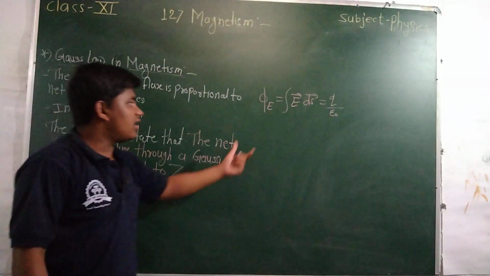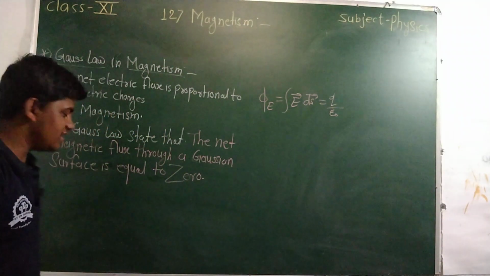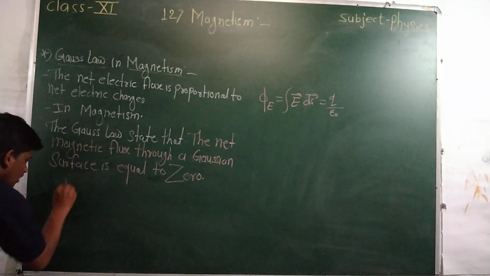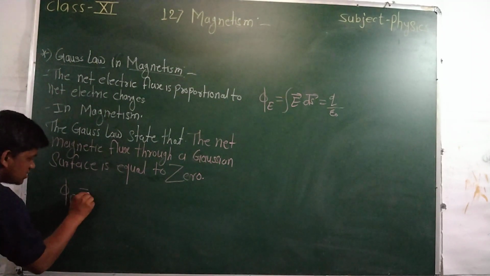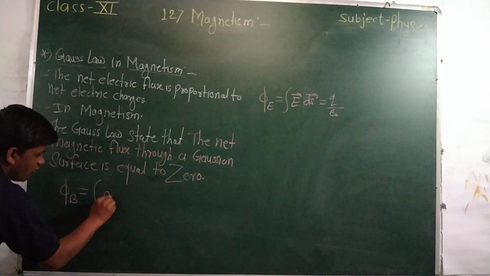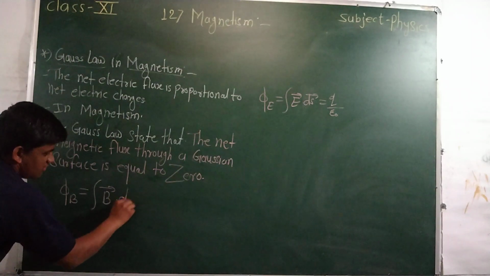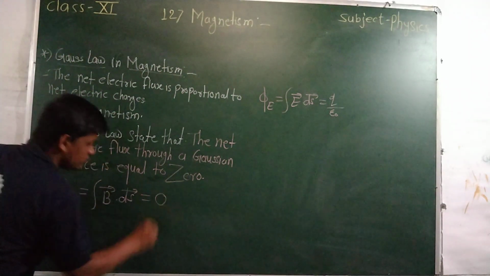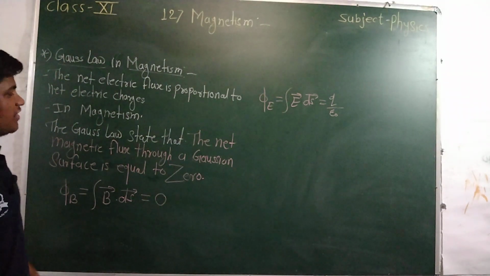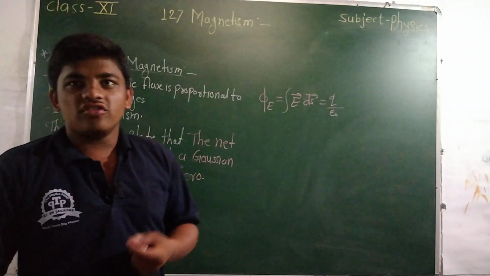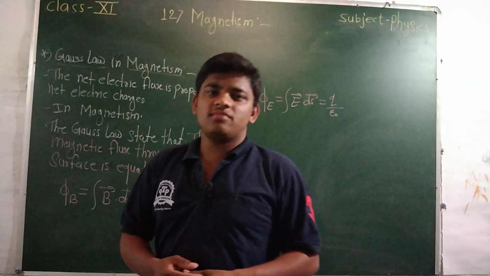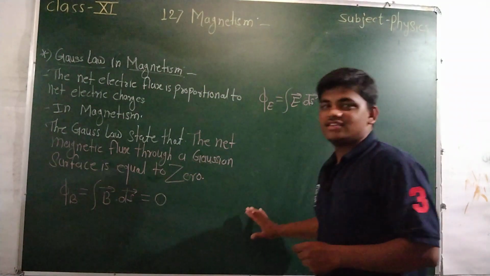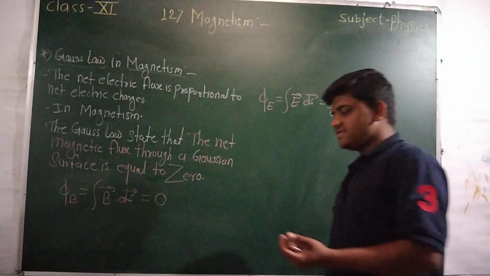Then I will write the same equation like this. The net magnetic flux is equal to the integral of the magnetic field B dot dS over the Gaussian surface, which is equal to 0. This is the Gauss law in magnetism. Now the lecture is not finished yet. We will just discuss some magnets.